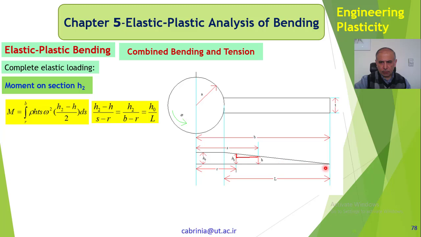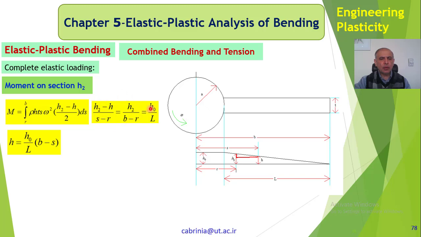So that big triangle and this small triangle, that's what we have here, h2 divided by b minus r, and the other triangle is that one, which is h0 divided by l. So we have this relationship between these triangles, and therefore we can write h is equal to h0 divided by l times b minus s, because we omit h2 from this relationship.